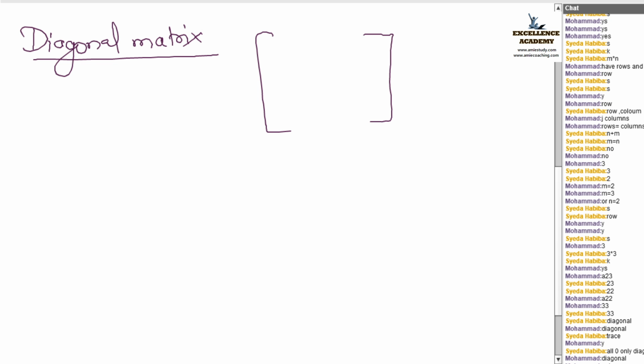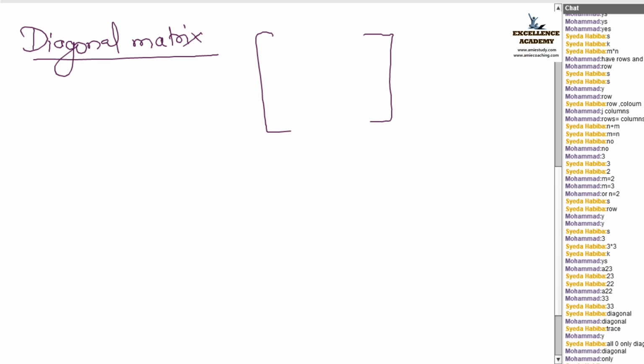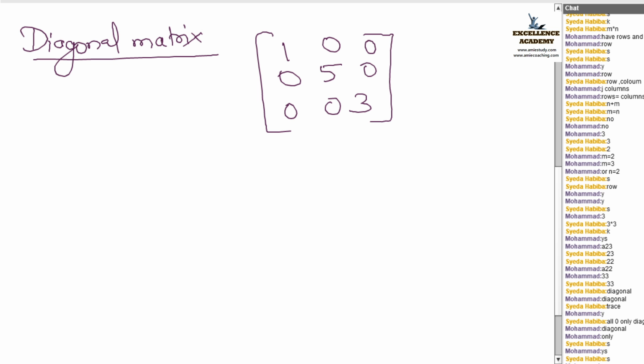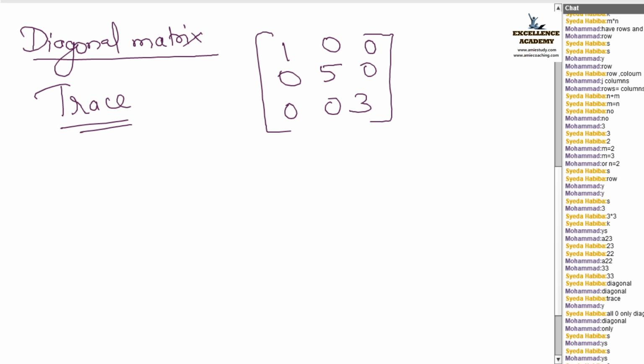And should this diagonal matrix be a square matrix? Yes. If it is a square matrix only, we can define a diagonal, isn't it? Therefore, if I am writing 1, 5, 3 on the diagonal and 0 everywhere else, is it a diagonal matrix? Yes. What about the trace of this matrix?